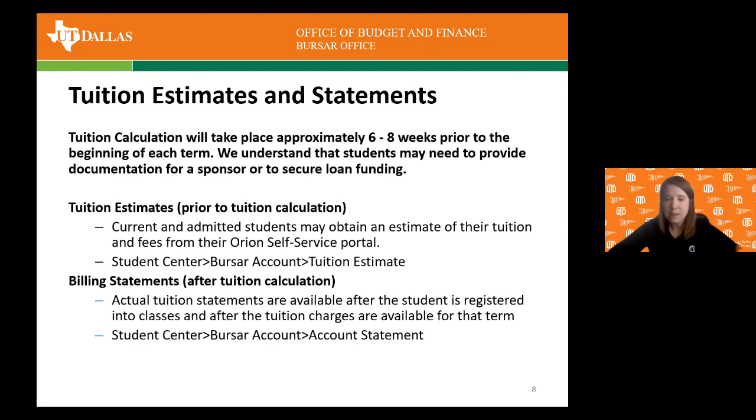Again, once the billing statement is available, then that's going to be the actual bill that you can submit that has the number of hours that you're in already calculated. So again, the first one's an estimate, and then the second one that I'm talking about is the actual billing statement once we calculate tuition. Go ahead and move on.